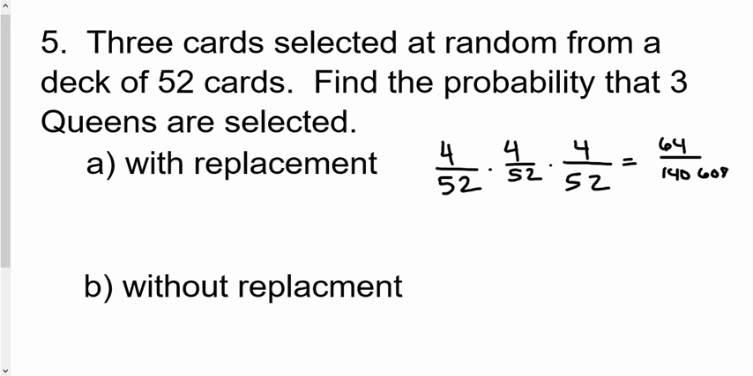Now you could reduce that down, by the way. You could say this is actually just 1/13 times 1/13 times 1/13, and that gets you about 1 out of 2197. And if you were going to turn that into a decimal, it's not very good. It's not very likely at all.